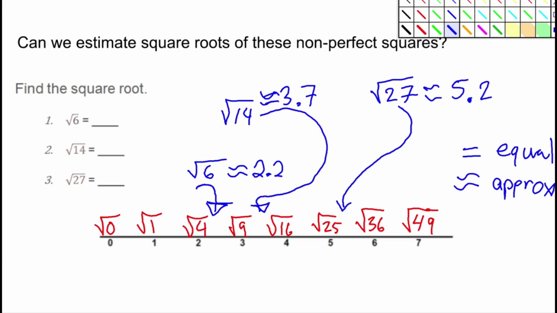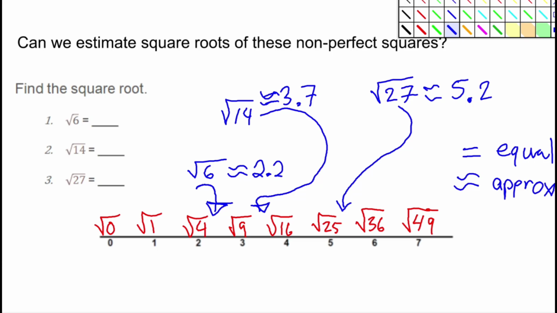All right, so again, the key here is how do you estimate? You're going to find the larger and the smaller perfect square roots, and you're going to be in between somewhere in there. Hopefully that's pretty simple. Hopefully you can use a lot of mental math to do that.